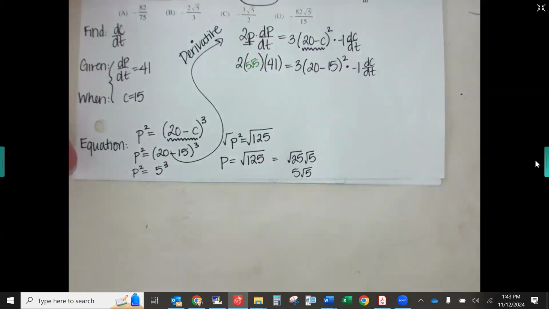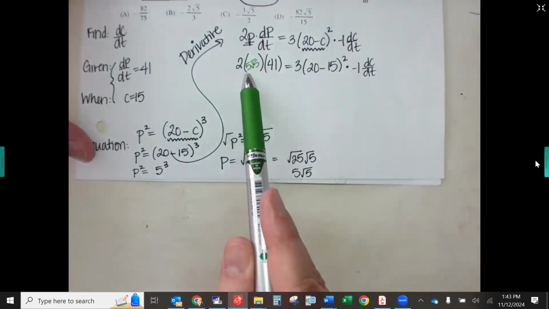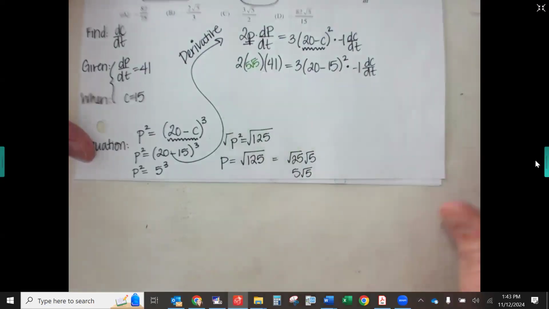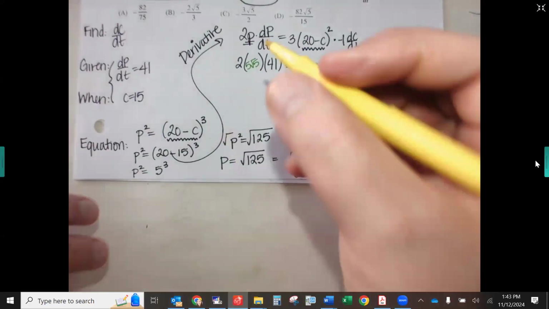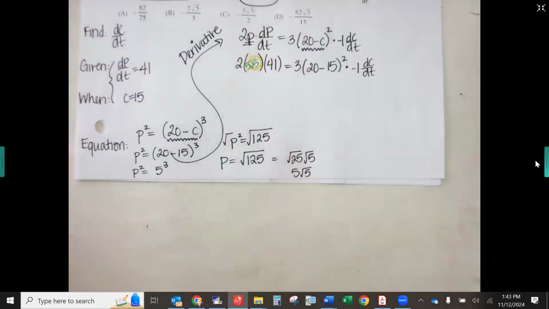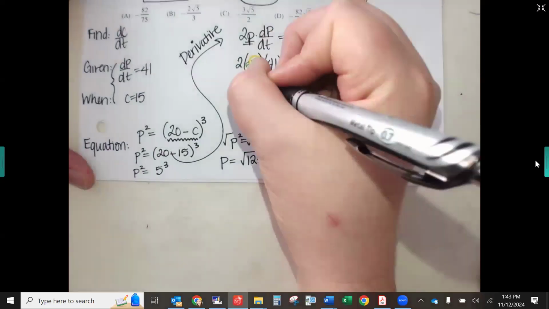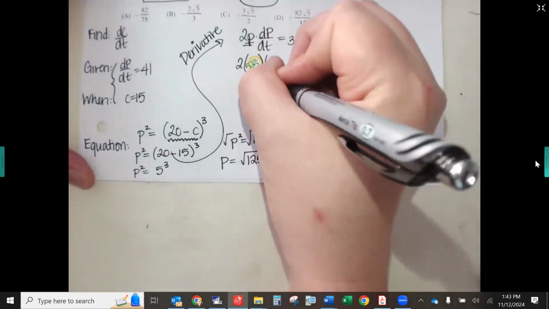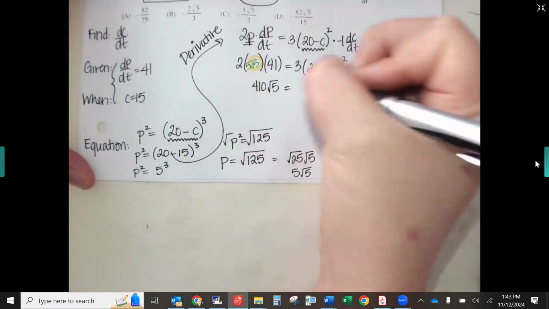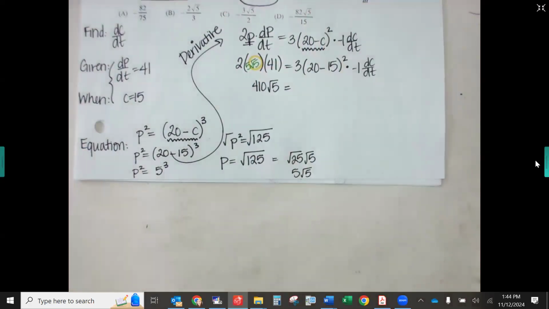In your calculator, I want you to only multiply the numbers. Do not include the root 5. So we're doing 2 times 5 times 41 on the left-hand side. 410, very good. Now it's 410 root 5. Now, could you have done that without a calculator? Hopefully. What's 2 times 5? 10, and then times it by 41. That's where we got the 410.